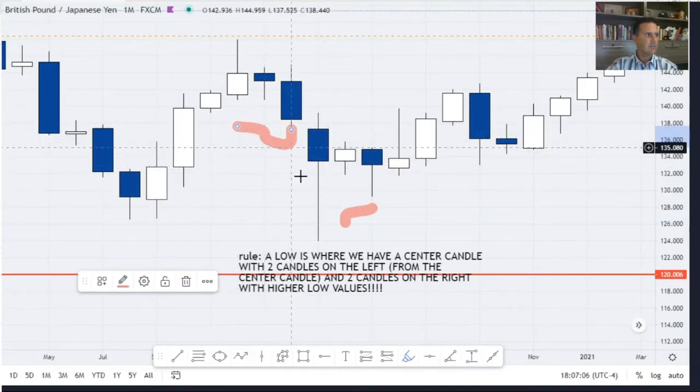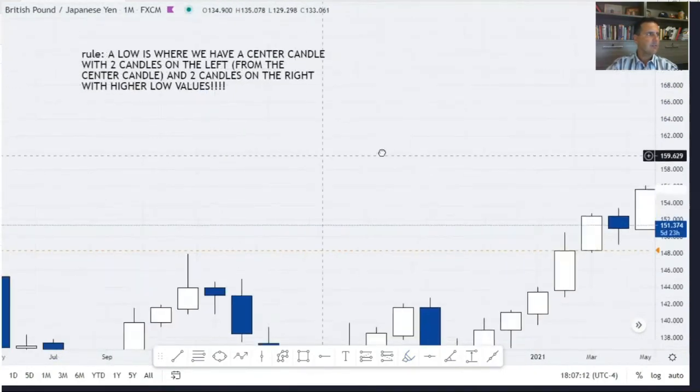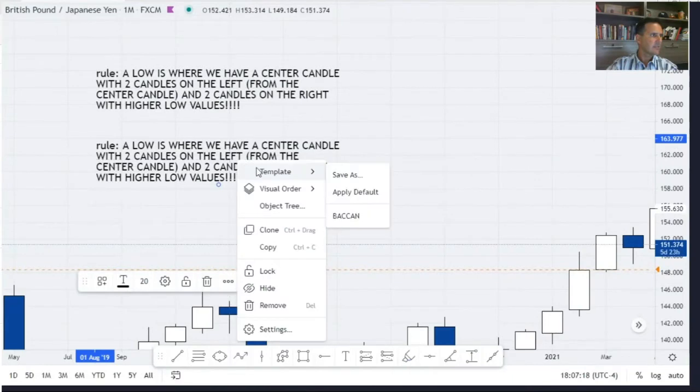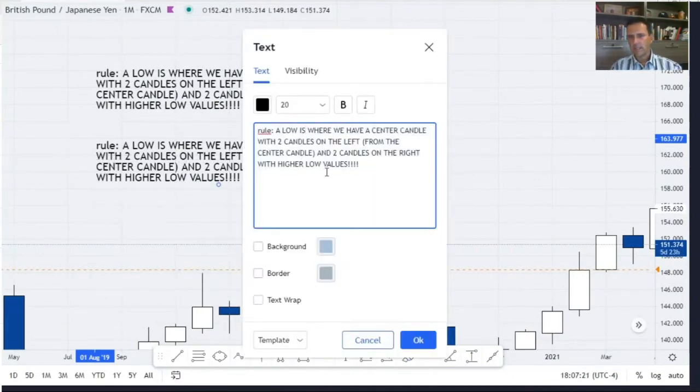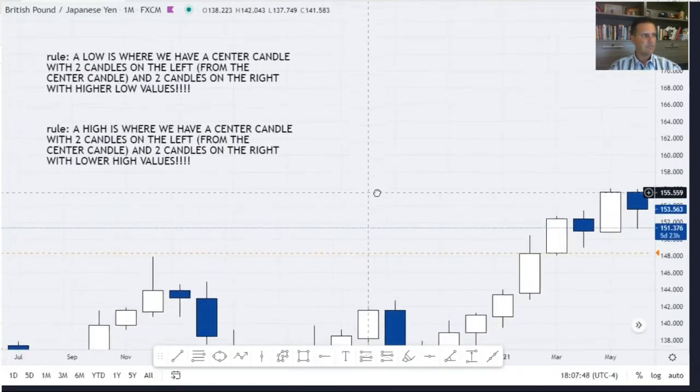Okay, this is a low, just an example, and hopefully it's not that difficult, right? Then what if this is a low? Then, what is a high? The high is the same, just in the opposite direction. So what is a high? A high is where we have a center candle with 2 candles on the left from the center candle and 2 candles on the right with lower high values. Okay, those are the rules on highs and lows.